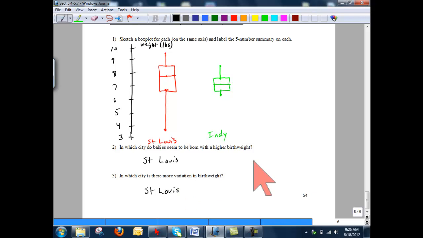Last comment, we talked about the interquartile range. Its definition was Q3 minus Q1. Notice that Q3 is right here at the top of the box and Q1 is right here at the bottom. And so in fact, the box plot graphically displays the IQR right here. And for Indianapolis, it would be here. So there is a physical meaning to the size of the box on a box and whisker plot.